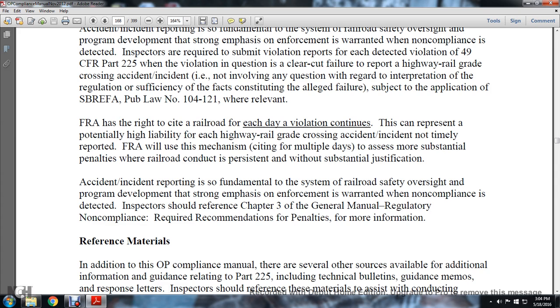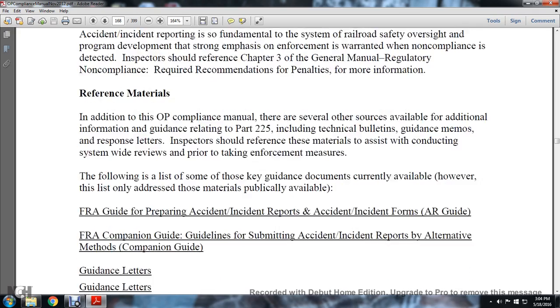Accident incident reporting is fundamental to the railroad safety oversight program. Strong emphasis on enforcement is warranted when non-compliance is detected. Inspectors should reference Chapter 3 of the General Manual, Regulatory Non-Compliance, which requires recommendations for penalties, for more information.